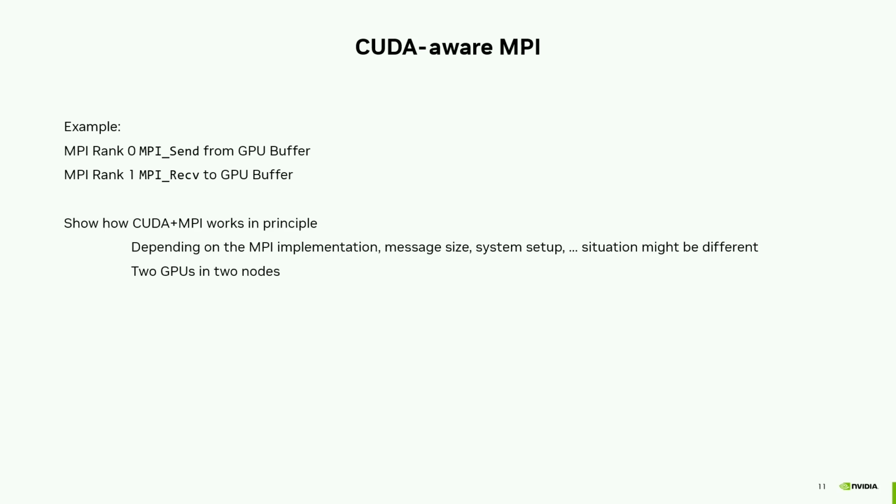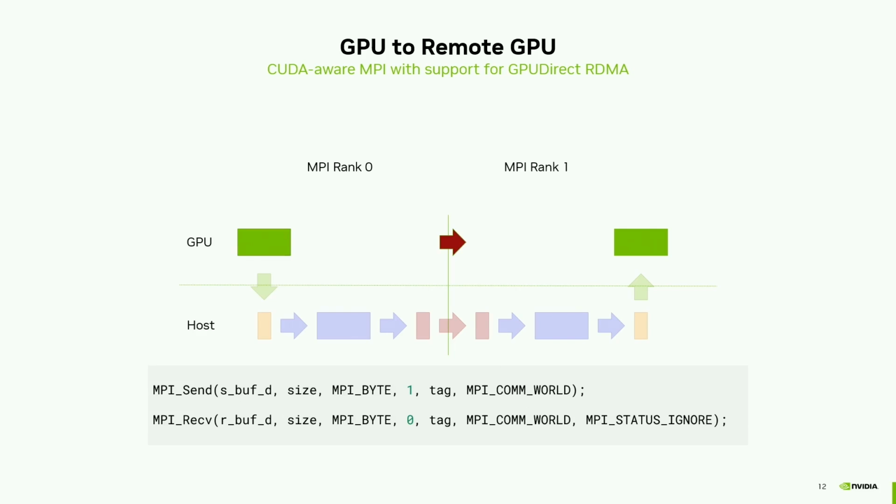Depending on your MPI implementation, your message size, system setup, you probably see something different, but I think this is still a very useful mental model to reason about performance and what can potentially happen within a communication library like CUDA-aware MPI. Okay, let's first start with the best case. We have support for GPU Direct RDMA and a network supporting that. We just pass in our device buffers into the send and receive calls, and the library will directly move data over the PCI Express plus network and so on.